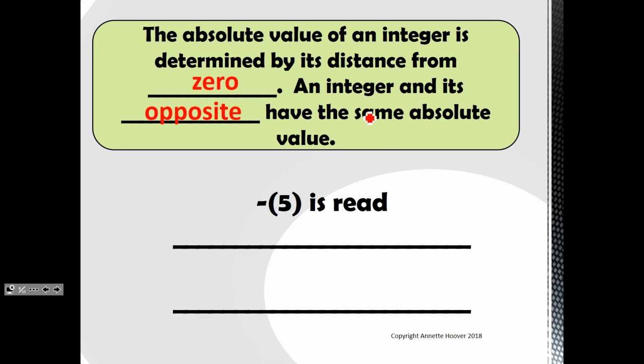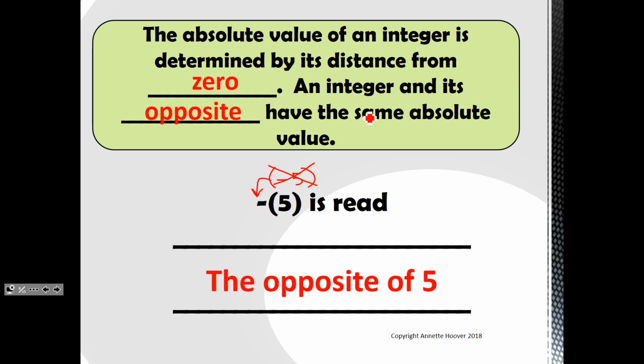The next one, because the negative sign is not inside the parentheses, but it's outside the parentheses, this one reads the opposite of 5. Well, what is the opposite of 5? It is a negative 5. So it reads the opposite of 5, and it means a negative 5.